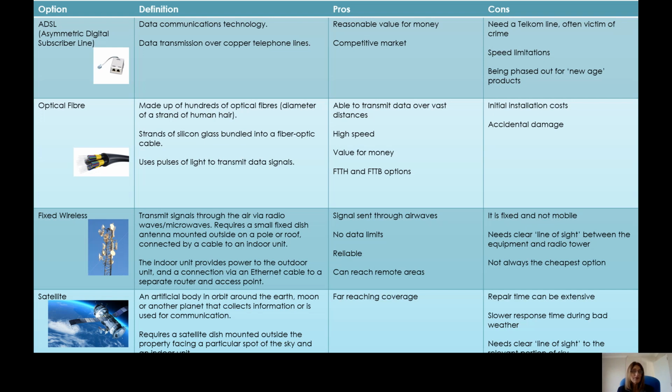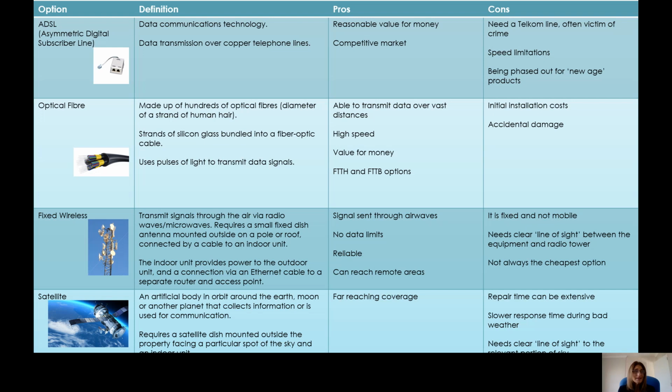It is high speed, it's pretty fast, there's value for money, there's a lot of options you can shop around, and there are also bespoke options for fiber to the home and fiber to the business. So when you are speaking to a service provider, find out what those options are and weigh up which best meets your business needs. The cons, or maybe the things to look out for, is you may have an initial installation cost if you don't have fiber cables in your neighborhood and that kind of thing. So just find out about that. And then obviously if there is accidental damage, it will create downtime while that damage is being repaired.